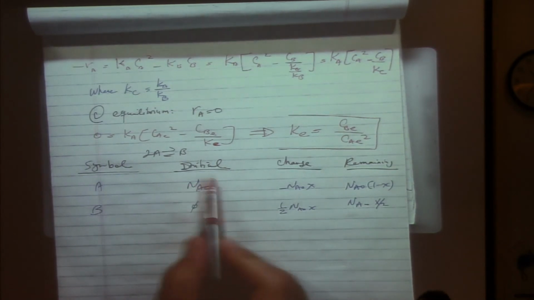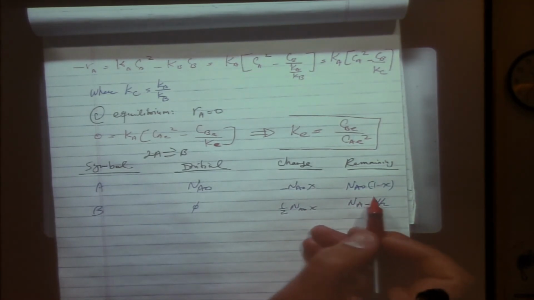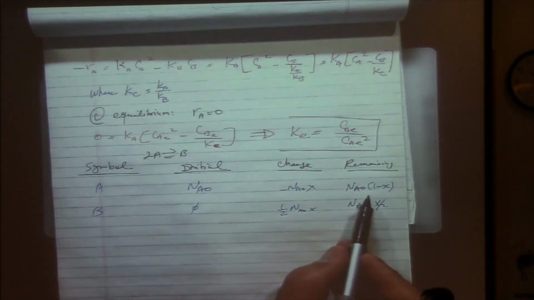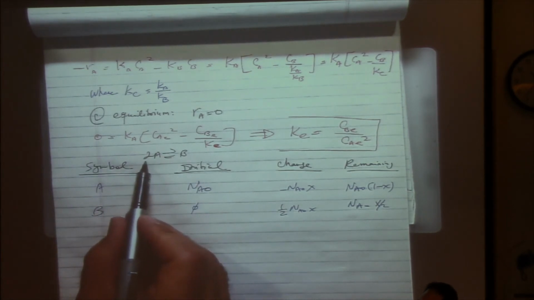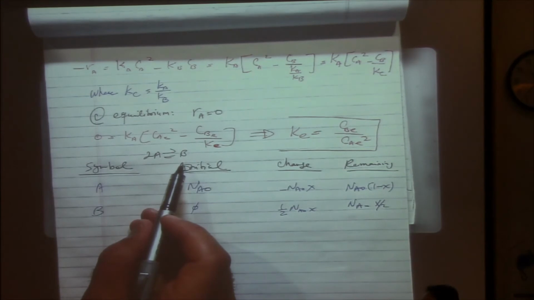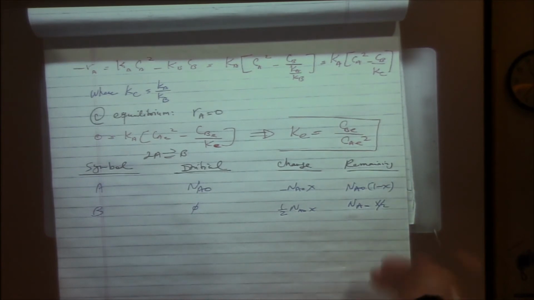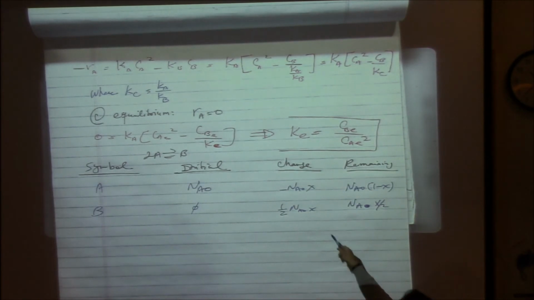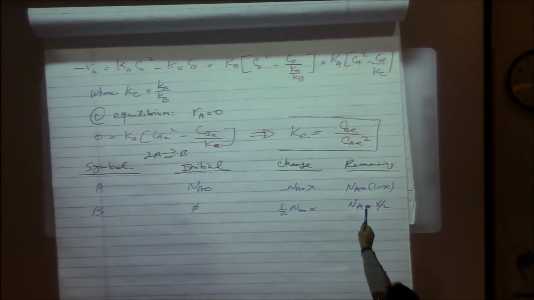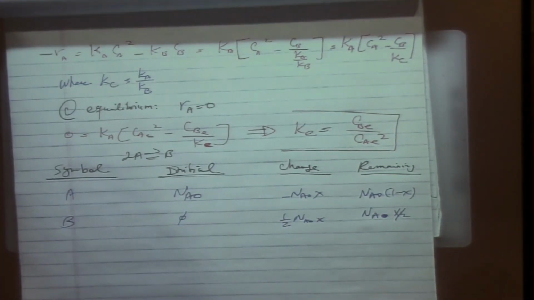So initially you have Na0. Based on the definition of conversion, you have minus Na0 x used in the system, and obviously the remaining would be Na0 (1 minus x). How much B is produced? The 2 moles of A give 1 mole of B, so basically one half of Na0 x, which is Na0 x/2. Oh no, sorry, that's minus.